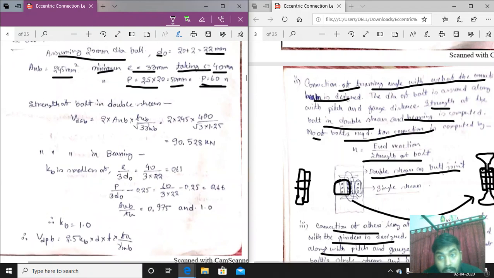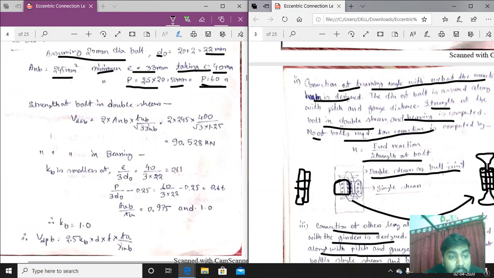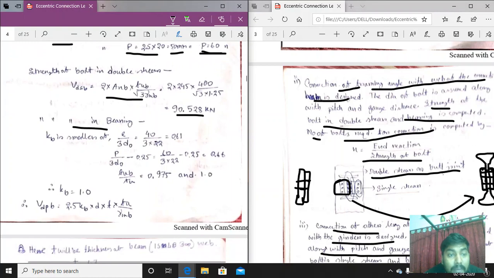Now the strength of the bolt in double shear is to be calculated, so strength of the bolt in double shear is 2 into that value. So we are getting this, and then the strength of the bolt in bearing. To calculate the bearing we have to find the Kb value. Kb is the smallest of e by 3d0, p by 3d0 minus 0.25, fub by fu, and 1.0. From all that the value is 0.61.